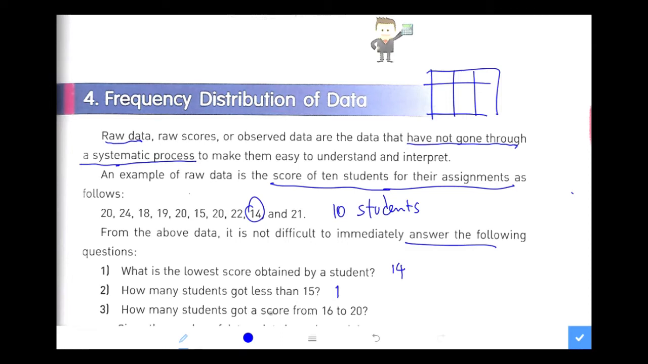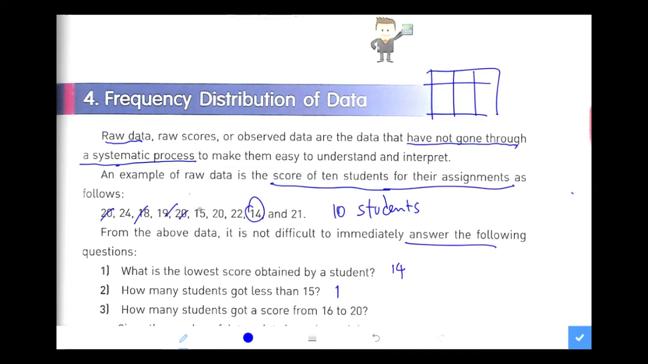Okay, you look at how many students got a score from 16 to 20. So you go to look at 20. Yeah, okay. So you count 1, 24. No, not this one, right? Because you want 16 to 20, 24 is too big. 18, okay. 18 is okay. So you counted 2, 19, okay. That is 3. 20, okay.